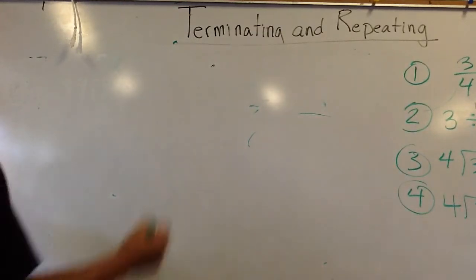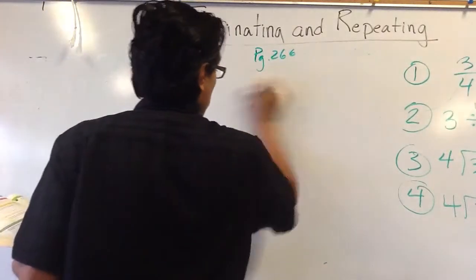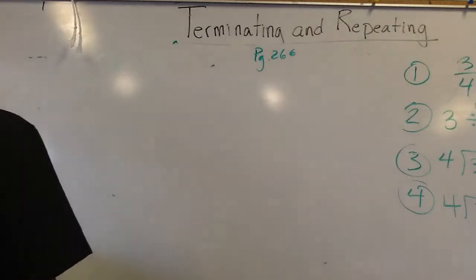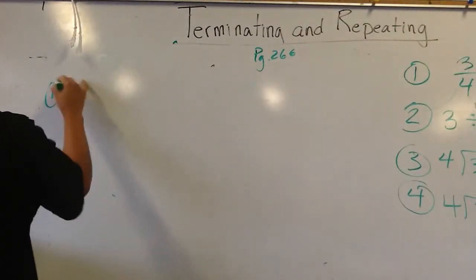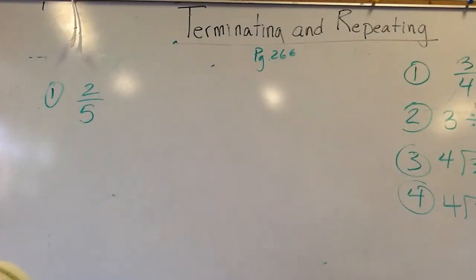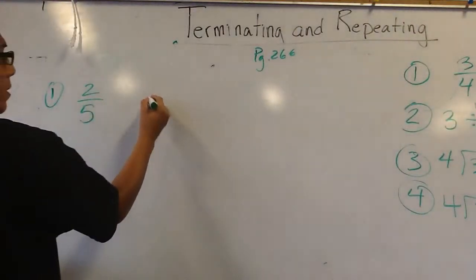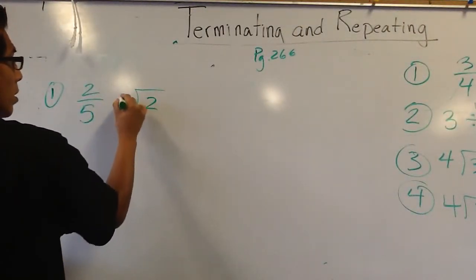Let's turn to page 266. Page 266. Here we are. And we have, number 1, 2/5. So we could say 2 divided by 5. Set it up that way.